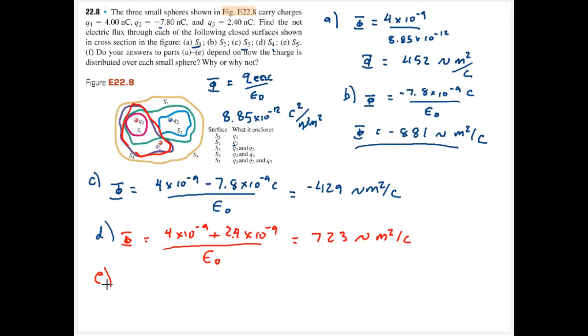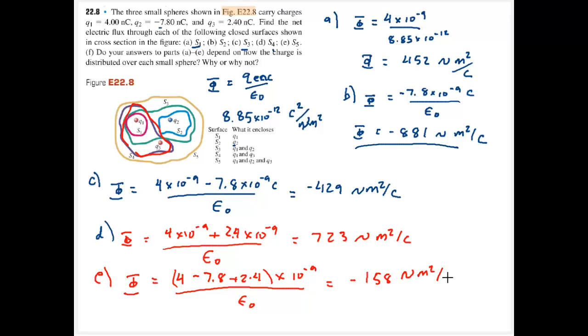Lastly, E, surface number 5, the charge is going to be the net charge enclosed, which is going to be the sum of all three charges, so it's going to be 4 minus 7.8 plus 2.4, all of those guys multiplied by 10 to the negative 9th. Divide that by the permeability of free space, and we're going to get the net flux for surface number 5 to be negative 158 newtons meters squared per coulomb.